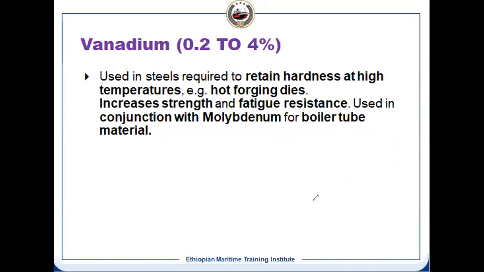At high temperature, what happens? Your metal becomes softer, and because of that, it can fail. So suppose you increase the temperature, your metal will become softer slowly. At this point, it will be harder than at this point. Now, because the boiler tube is exposed to high temperature, at this temperature the hardness should be retained.